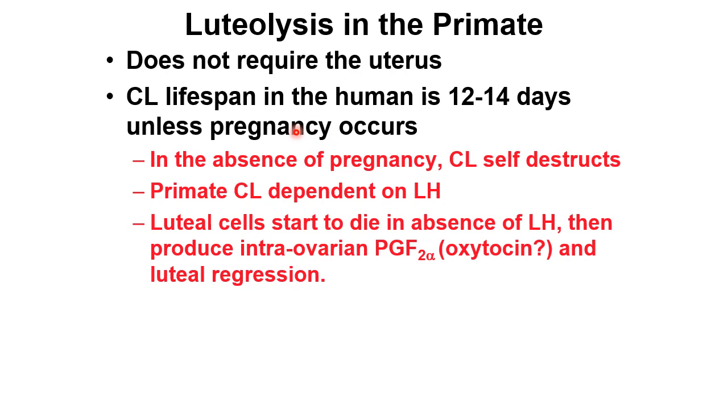However, in the absence of pregnancy, the CL will self-destruct. The CL is absolutely dependent on luteinizing hormone as well as the human chorionic gonadotropin, or HCG. The luteal cells will start to die in the absence of the luteinizing hormone. Then it will produce an intraovarian PGF2 alpha and probably oxytocin that will work locally on the CL to cause luteal regression.